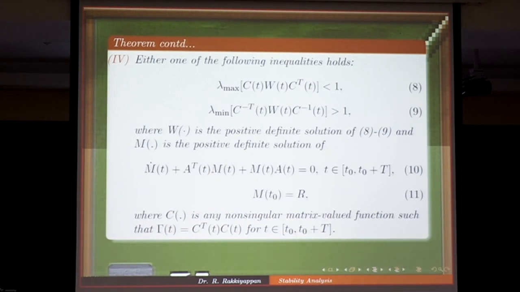In the fourth one, either one of the following two cases holds. You have to take this condition or this condition. If any one of them is true, then the statements are equivalent. Also in this case we can calculate the positive definite solution of the matrix differential equation. This is the Lyapunov differential equation. This equation can be solved, and then we can have the solution. So the solution is also finite time stable.